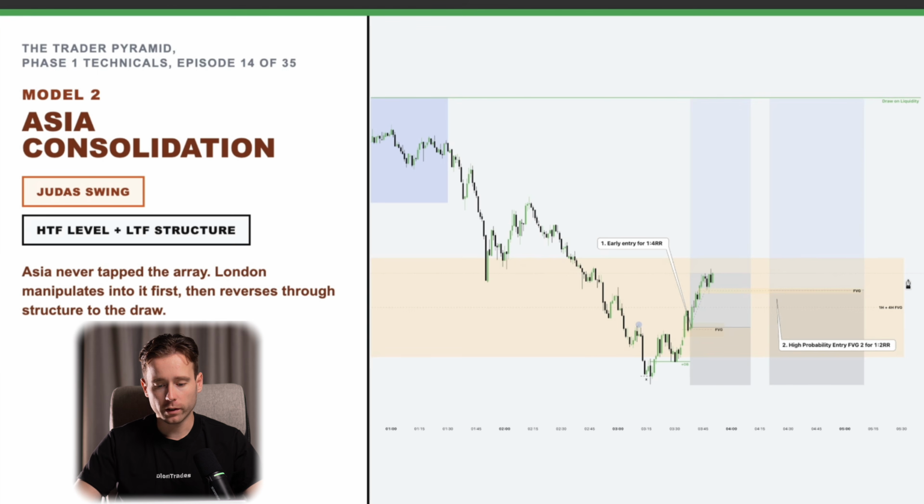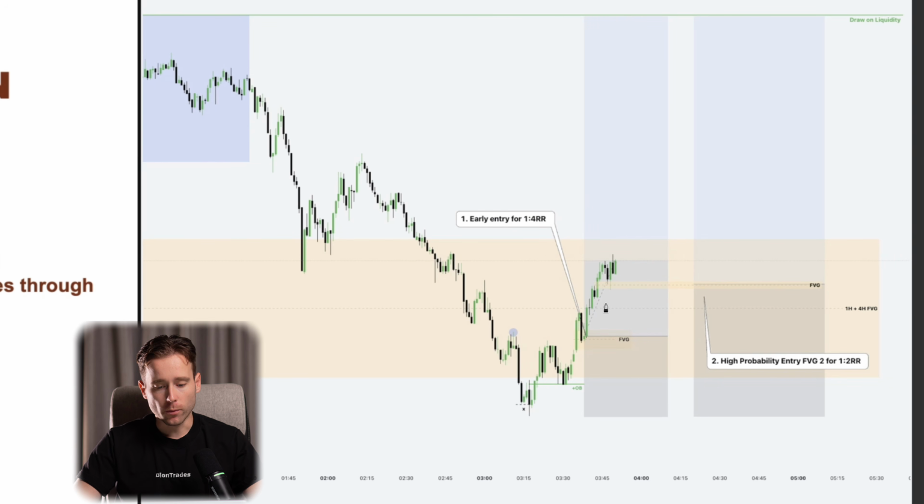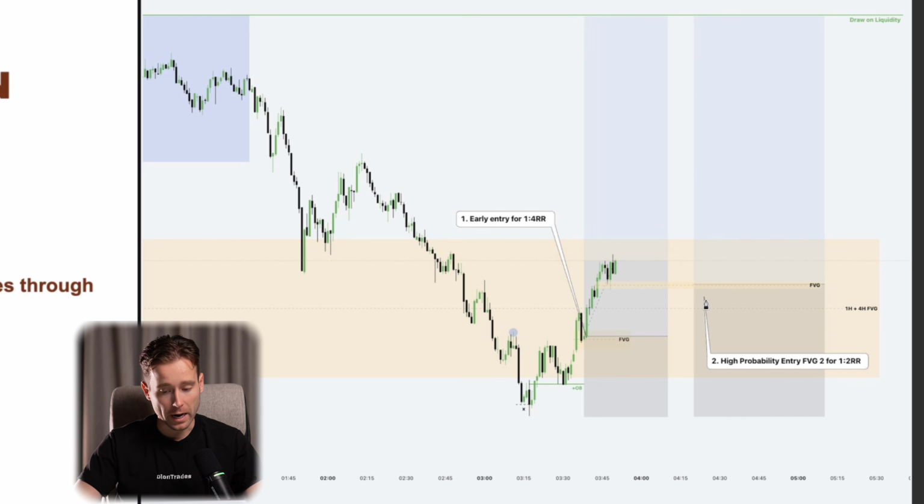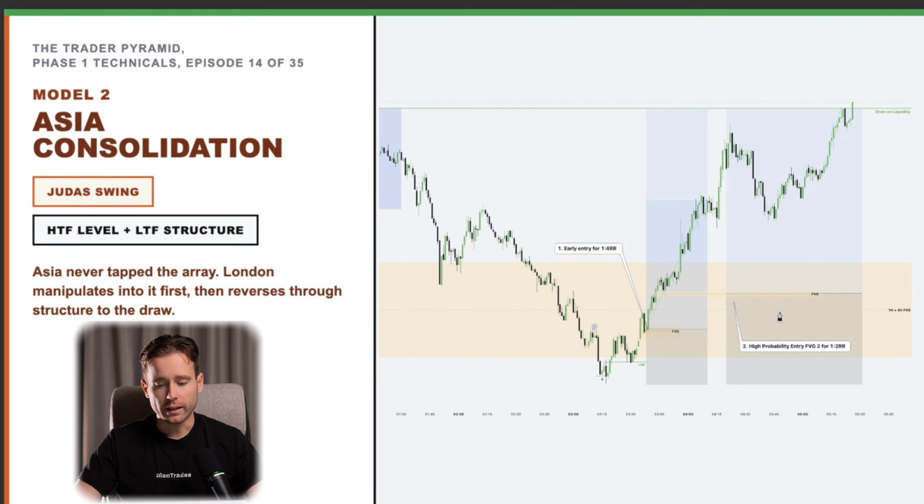Then if you zoom in for the entries, just like the previous model, it's up to trade discretion if you want to enter early for a high risk to reward with the risk of being stopped out before the real move, or you want a higher probability entry with a lower risk to reward, then choose the second fair value gap. Both is good. It needs to fit your trader identity, your risk tolerance. And then if you fast forward, price goes to the draw on liquidity with both entries in the first fair value gap and in the second fair value gap.